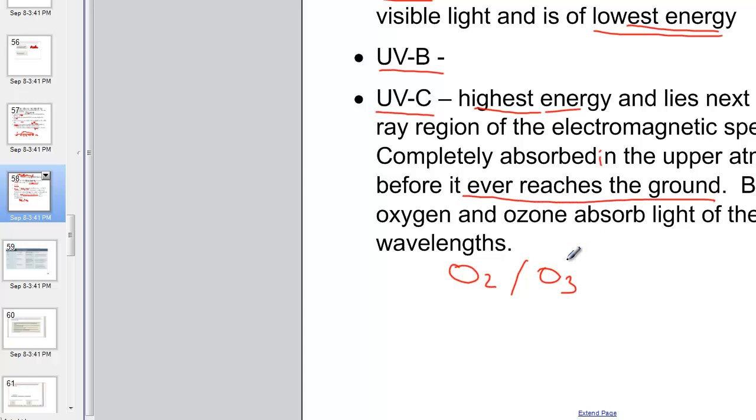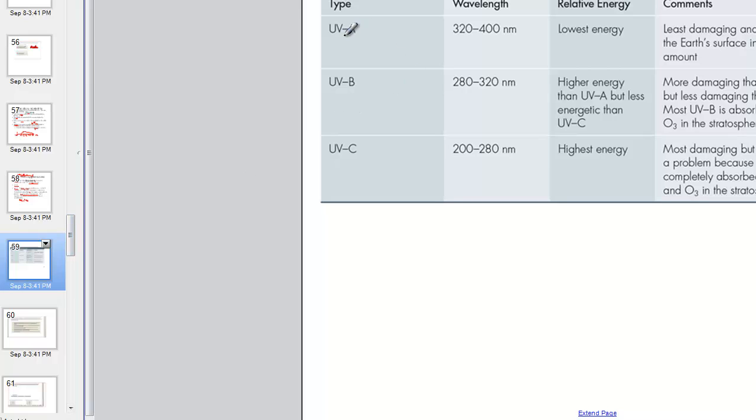How important is the ozone layer? It's preventing mutations from this high energy from ever reaching the ground. UVA is of low energy, reaches the ground, no problem. UVB is filtered. Let's see how. Here's the same diagram kind of presented from your text. We have the UVA, longest wavelength, lowest energy. UVB, right in the tweens, we have 280 to 320 nanometers. Higher energy than A, but lower energy than C. And look at UVC, 200 to 280 nanometers. That's a very short wavelength, a very high energy.